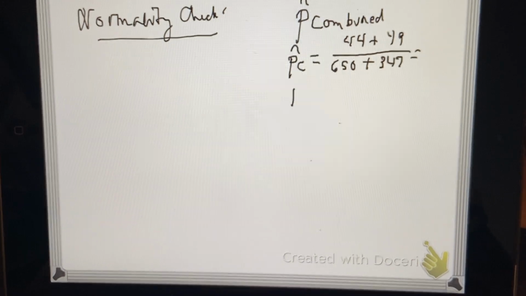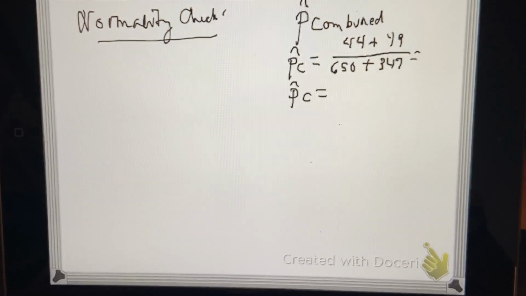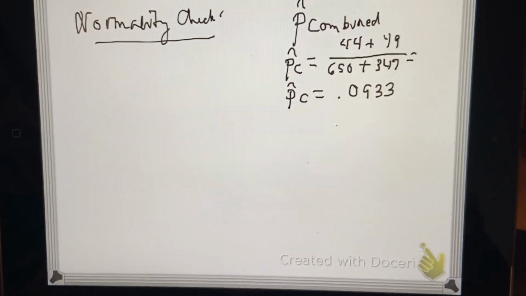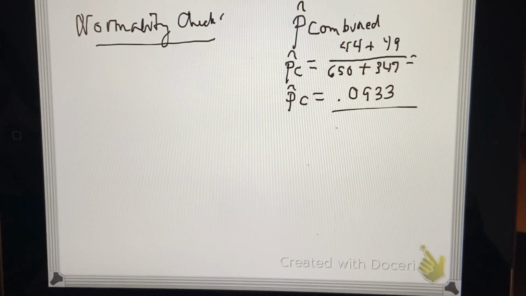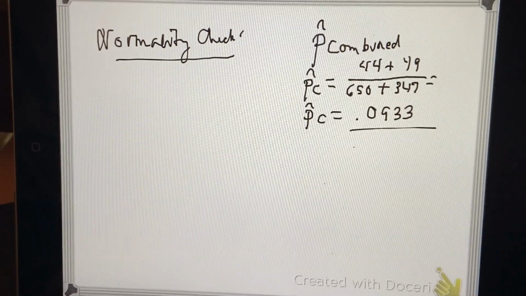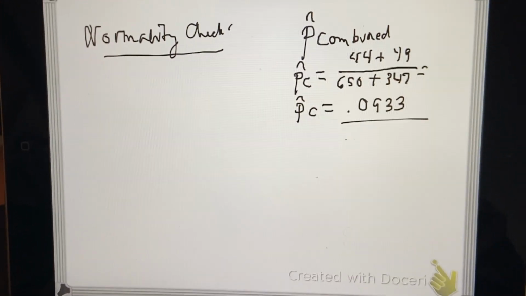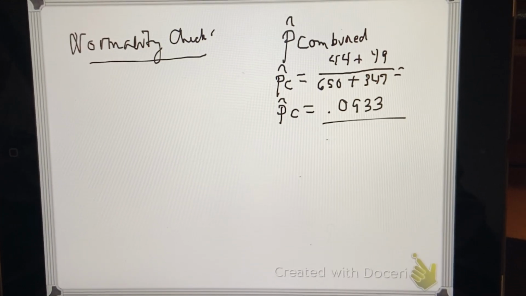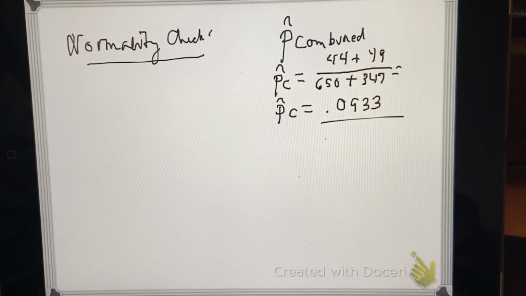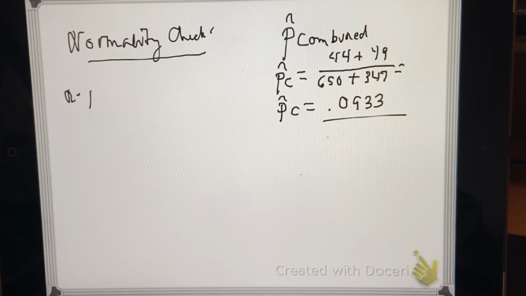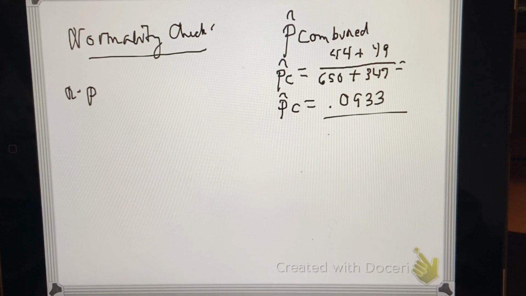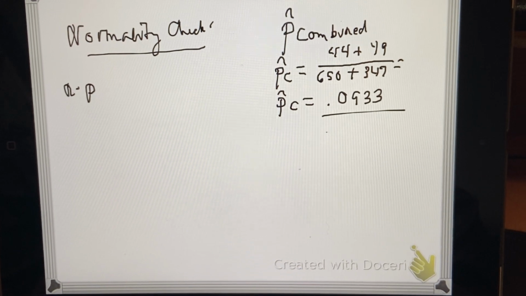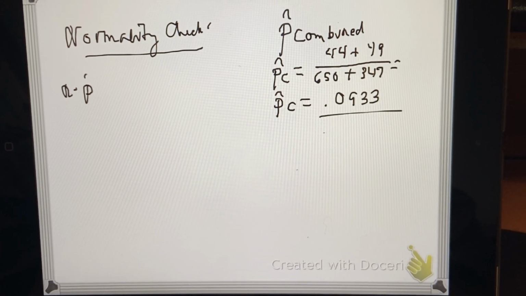So that value is 0.0933. Not hard to figure out, but you need to do that in order to do this normality check. The rules don't change. We're still doing n times p, but wait a minute. Since I have two of these populations, I'm going to end up using this p hat combined.